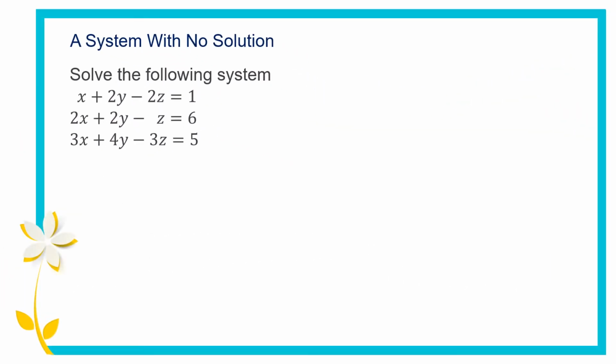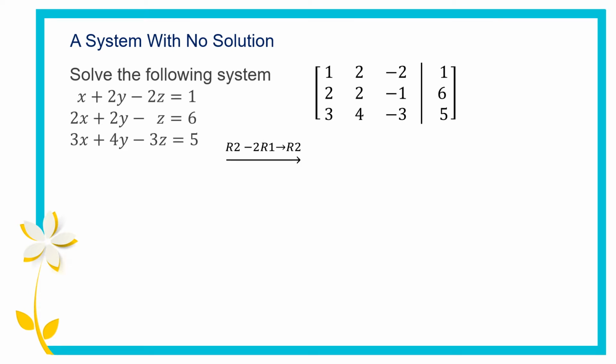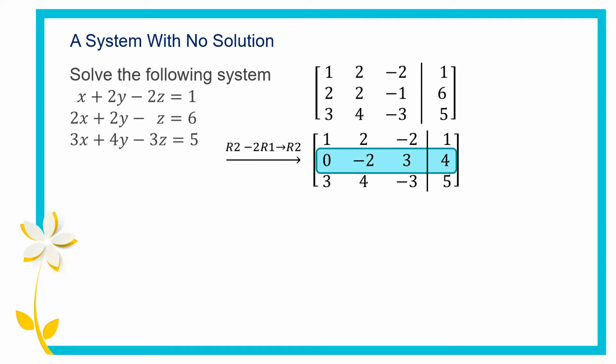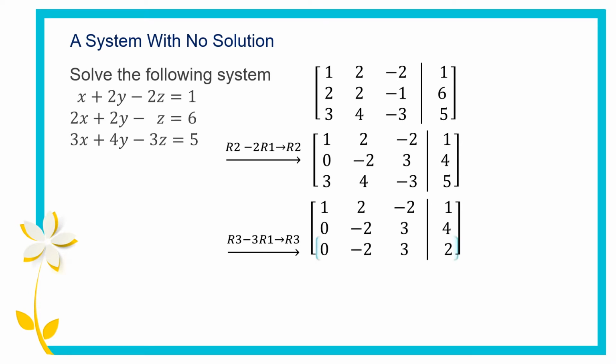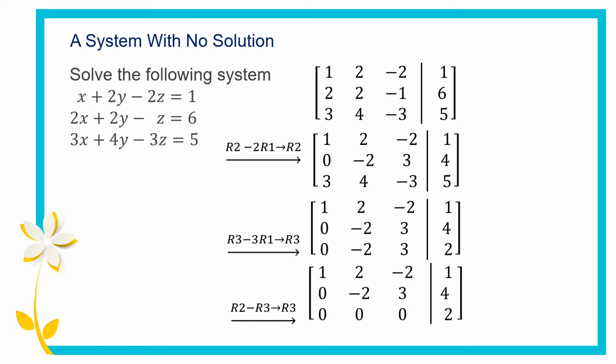Let's look at the example for a system with no solution. Firstly, we need to write the system into an augmented matrix. Then, by Gaussian elimination, we will reduce it into echelon form. To do so, we must have zeros below the leading entry. Thus, subtracting 2 row 1 from row 2 to produce a new row 2. Then 3 row 1 is subtracted from row 3 to produce a new row 3. And we have zeros below the leading entry 1.